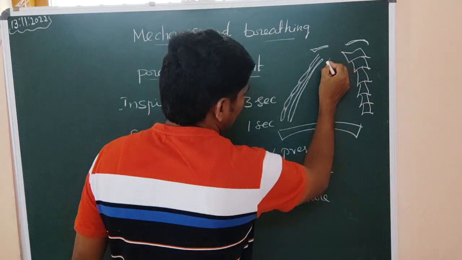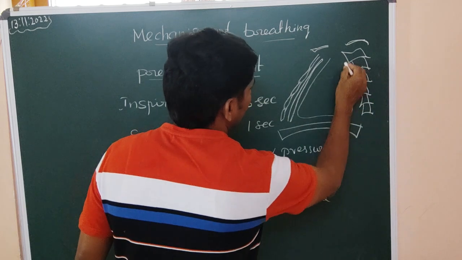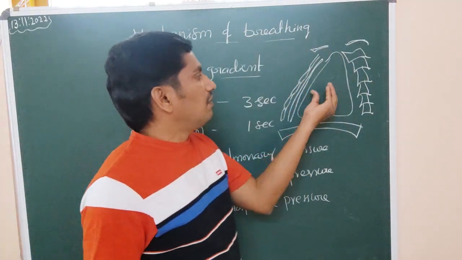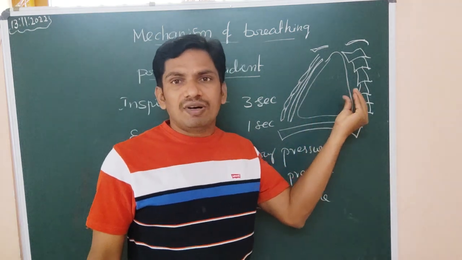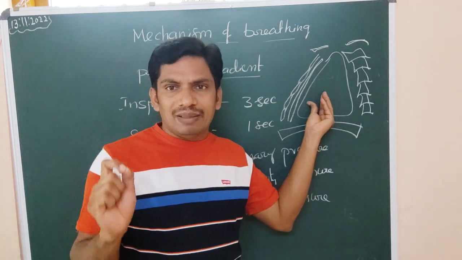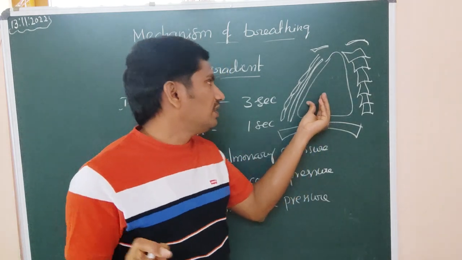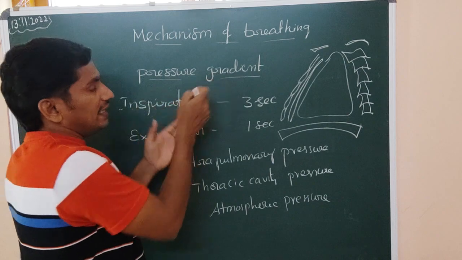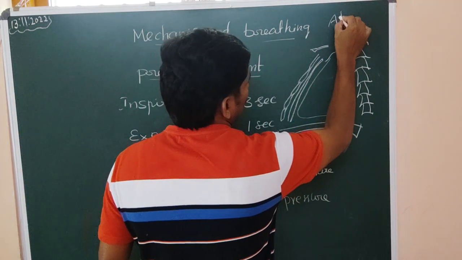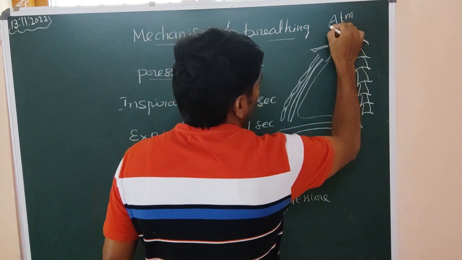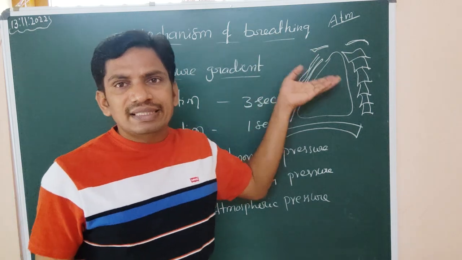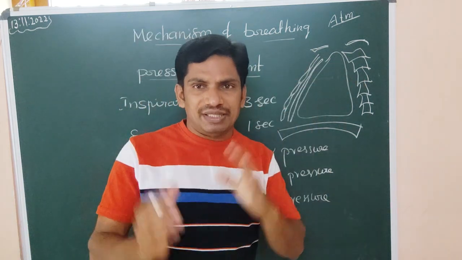Now just imagine this is the lung, located in the chest cavity. What is the volume there? That is called the pulmonary volume, the intra-pulmonary volume. Now the pressure gradient: this is the atmosphere. How much pressure is there in the atmosphere when compared with the intra-pulmonary pressure, meaning the lung pressure?